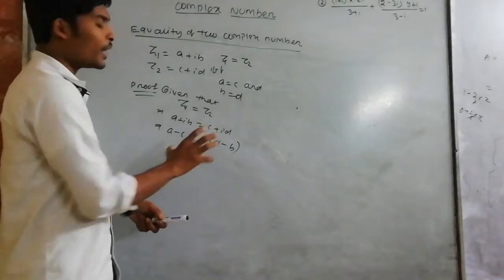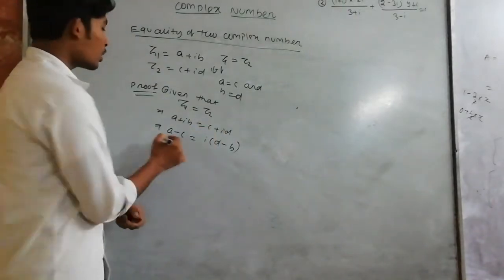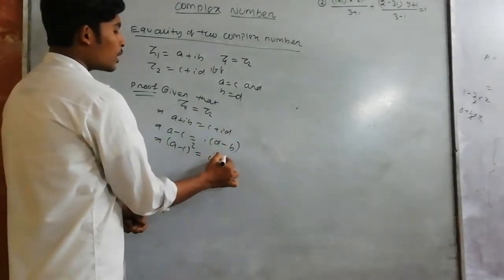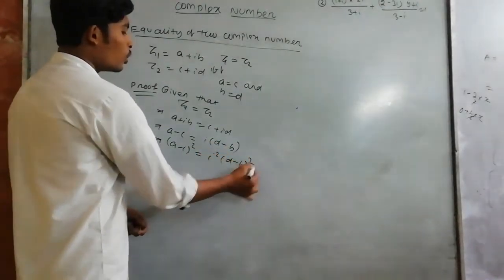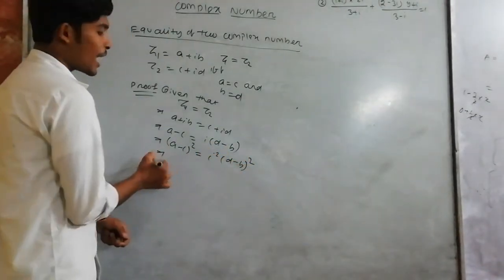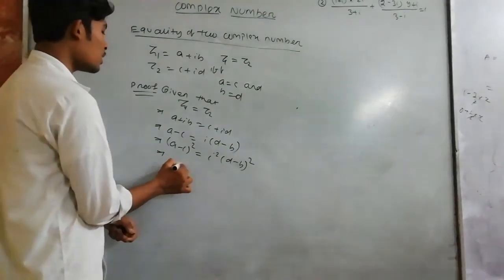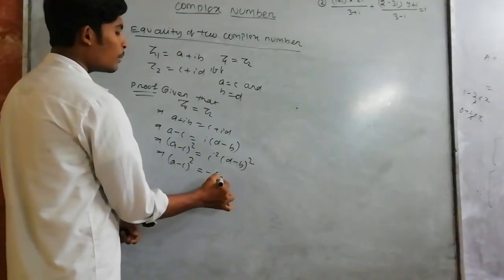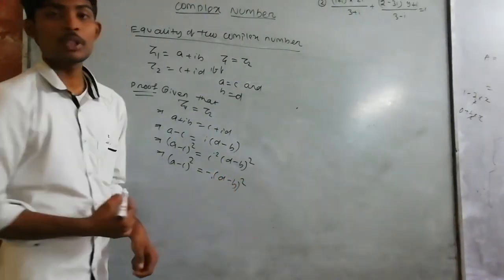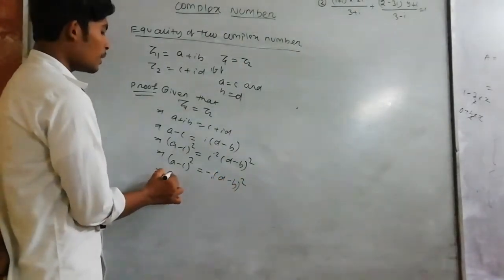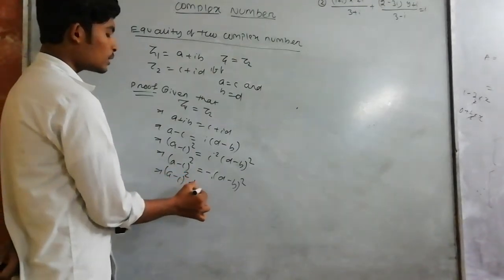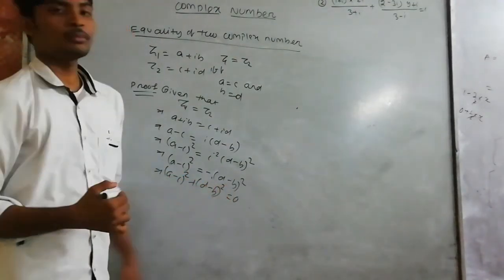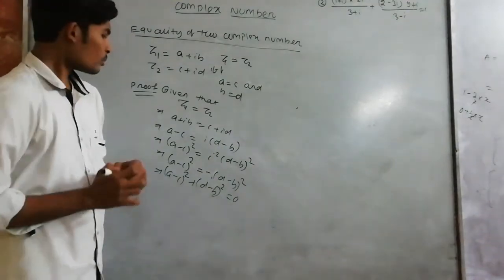Okay. Then squaring on both sides. So getting the squaring, A minus C whole square equals i square, D minus B whole square. And we know i square equal to minus 1. So A minus C whole square equals minus 1 into D minus B whole square. And it becomes A minus C whole square plus D minus B whole square equal to 0.